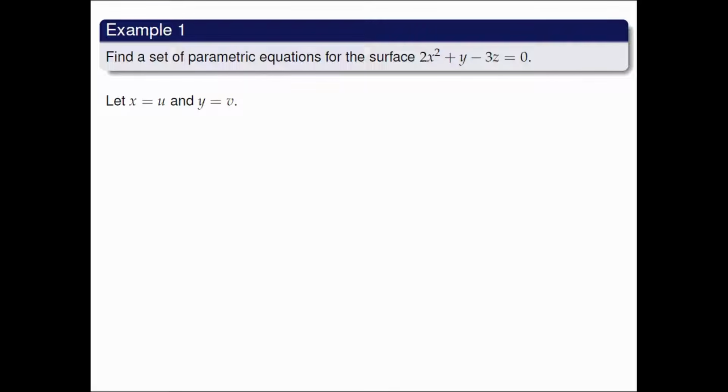Let x equals u and y equals v. Later on, i-express natin yung z in terms of u and v. Using the equation of the surface, we express z in terms of x and y. So we have 2x squared plus y equals 3z. And dividing both sides by 3, we get z equals 2/3 x squared plus 1/3 y. Since x equals u and y equals v, we get z equals 2/3 u squared plus 1/3 v.